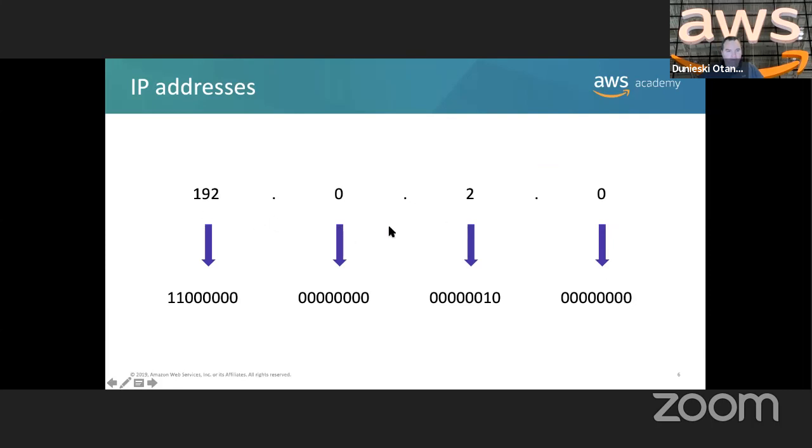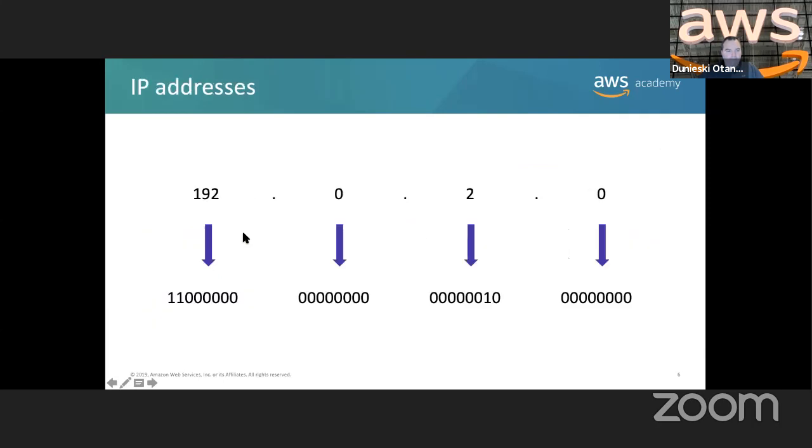Okay, 4 octets. So you say 1, 2, 3, 4, 5, 6, 7, 8. So that's a byte, right? That has 8 bits, right? 8 bits is a byte. So in total it is 32 bits, right?